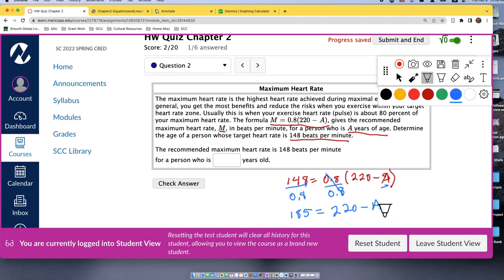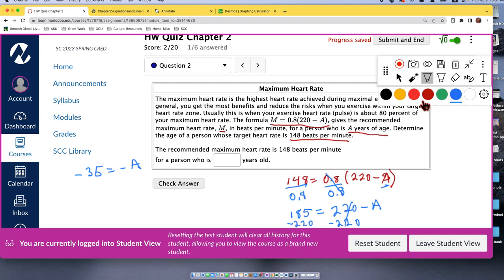Now what do we do? We subtract 220 from both sides. Perfect. What you do to one side, do to the other. And so this cancels. What's 185 minus 220? Negative 35. Wait a minute, how can anybody be negative 35 years old? So that means A equals 35, because if negative A equals negative 35, then A is 35.